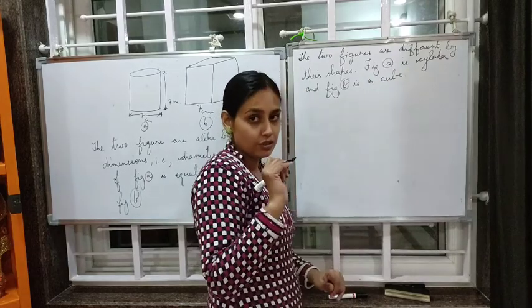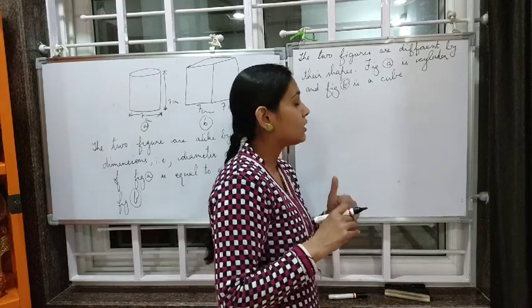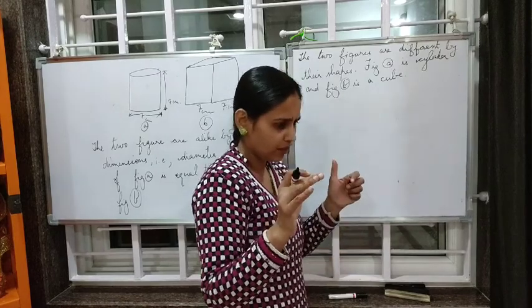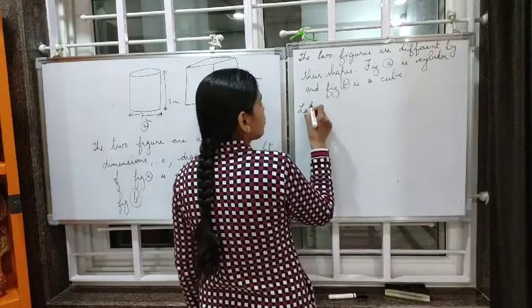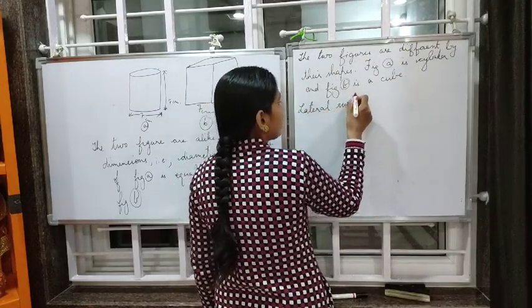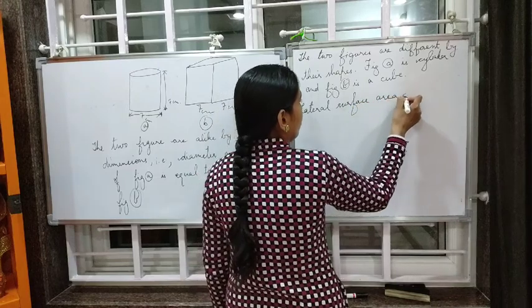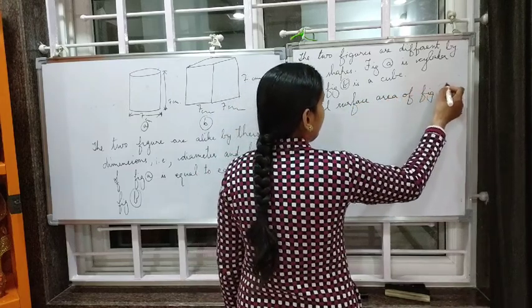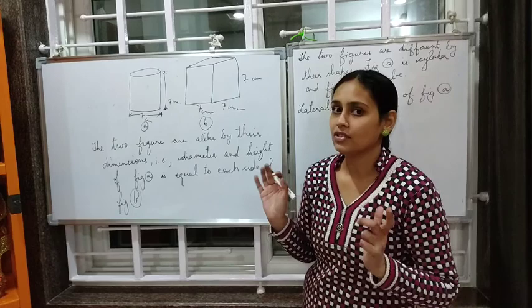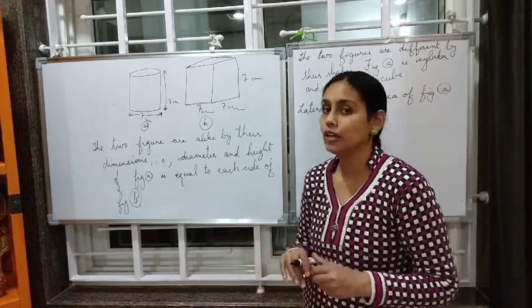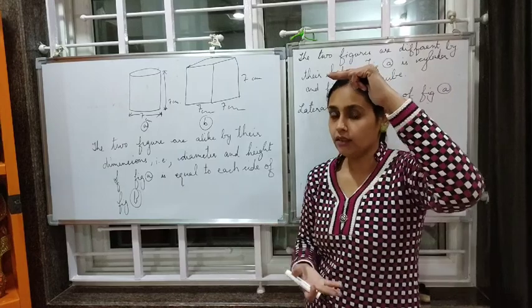Now we have to find the lateral surface area. The second part of the question says whose lateral surface area is bigger, I think so. Wait, let me check in the book. Yes, which box has a larger lateral surface area? So we need to find out the lateral surface areas. So lateral surface area of figure A. What is the lateral surface area? Lateral surface area is the area of the lateral sides, when we do not include the top and the base.